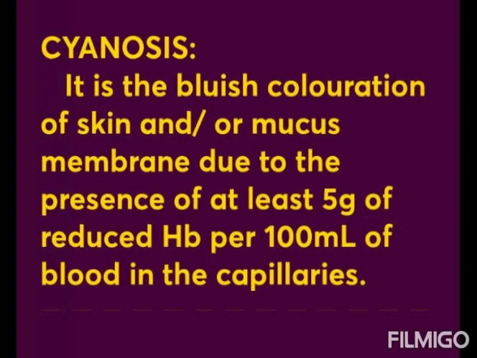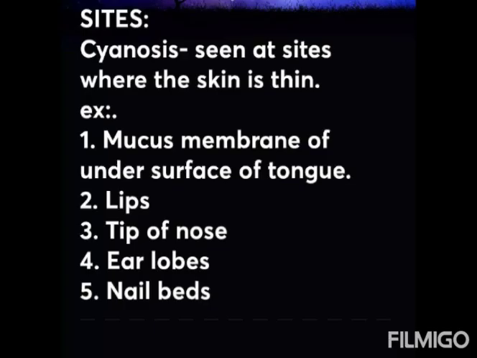Cyanosis is the bluish coloration of skin and/or mucous membrane due to the presence of at least 5 gram of reduced hemoglobin per 100 ml of blood in the capillaries. So here the cyanosis is bluish discoloration of skin or mucous membrane due to the presence of at least 5 gram of reduced hemoglobin. So here the hemoglobin is less than 5 gram of hemoglobin per 100 ml of blood.